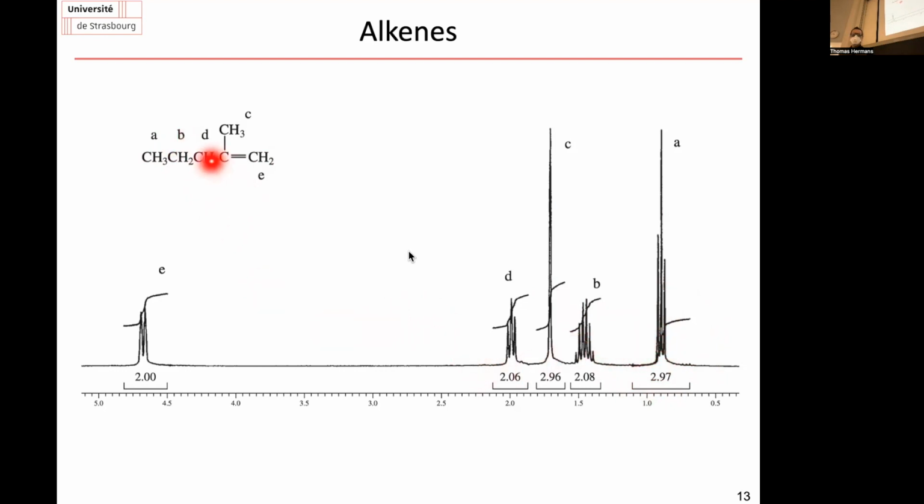Okay, let's look at, for example, B. B has 3 here, 2 here, so it has 5 neighbors, so this is a sextet. This one has no neighbors, right, because it's attached to a carbon that doesn't have a hydrogen itself. So we get a singlet. Okay, D here has 2 neighbors, so it makes a triplet. And you see that this is the splitting of these different protons.